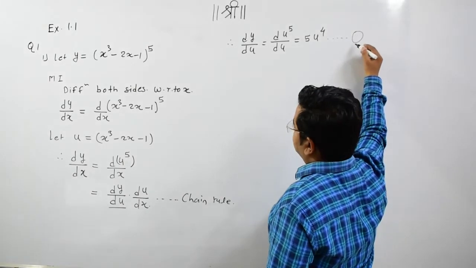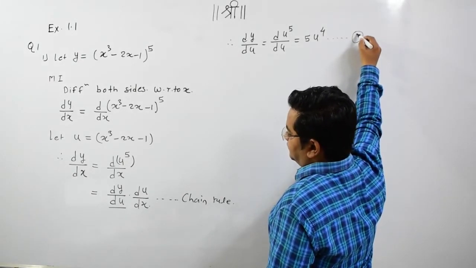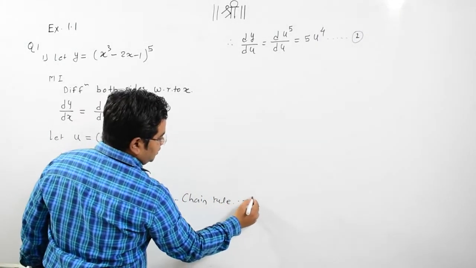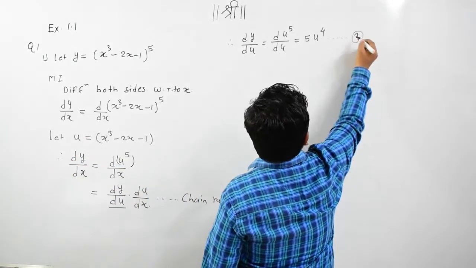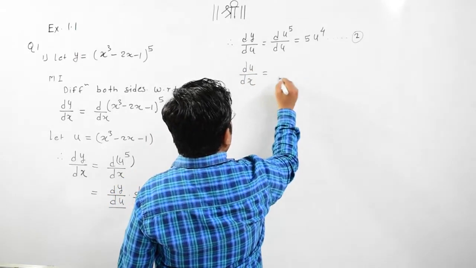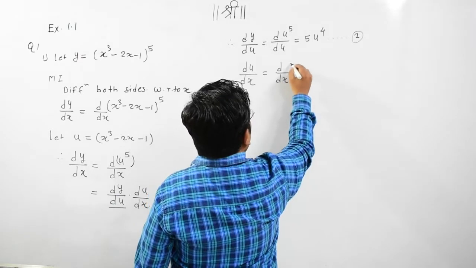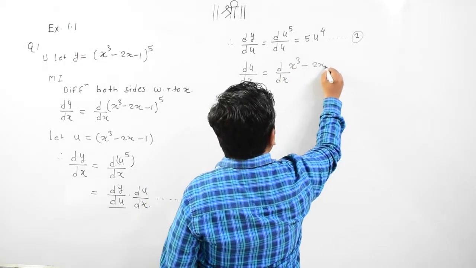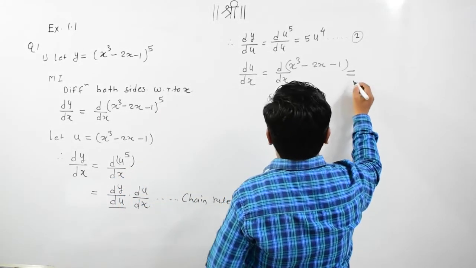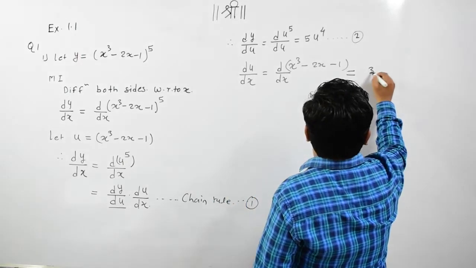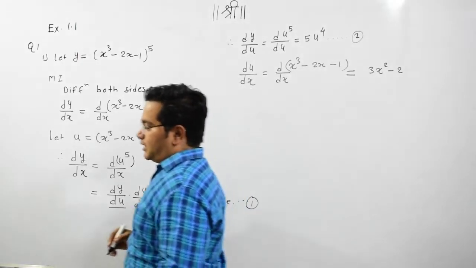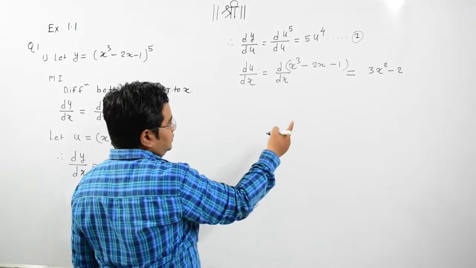So what should this equation be? Here is the first equation, equation number 1, and this is equation number 2. Next step, du upon dx is equal to d upon dx of x cube minus 2x minus 1. Hope this is correct? Yes, correct. Now we can differentiate directly. So what you will get? 3x square minus 2 minus 0, which is not required. So you can have this value.